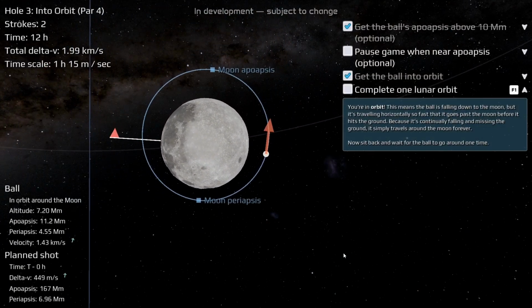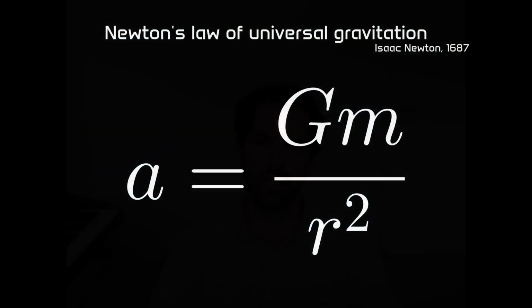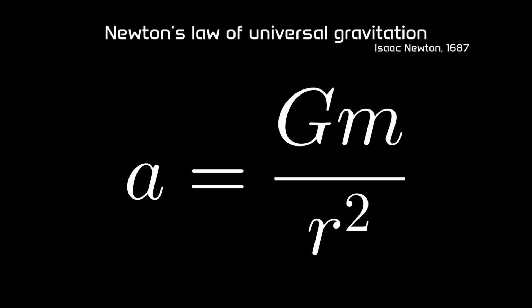So this devlog is going to be about how I calculate those orbital trajectories and the thought process behind the design of how the ball actually moves through space. So the first and most obvious way that we can have a ball moving through space is to use Newton's famous equation of gravitational motion.